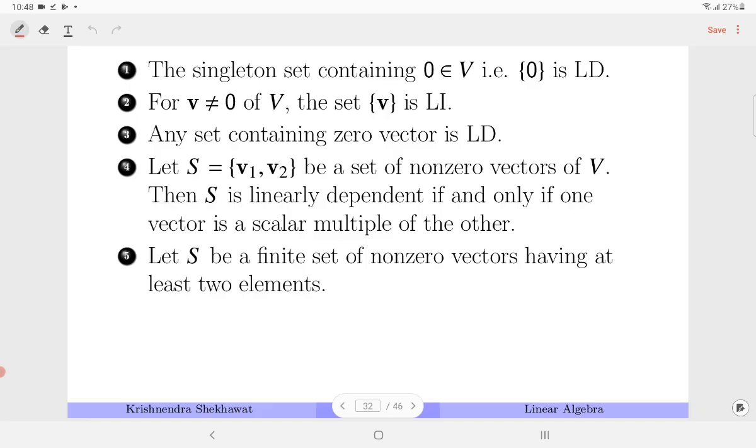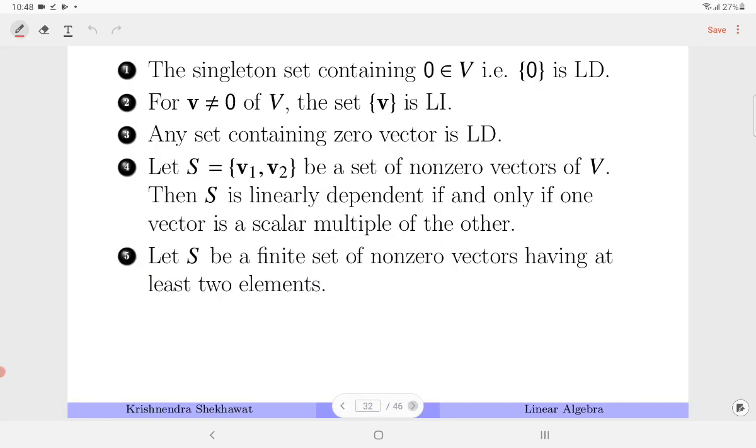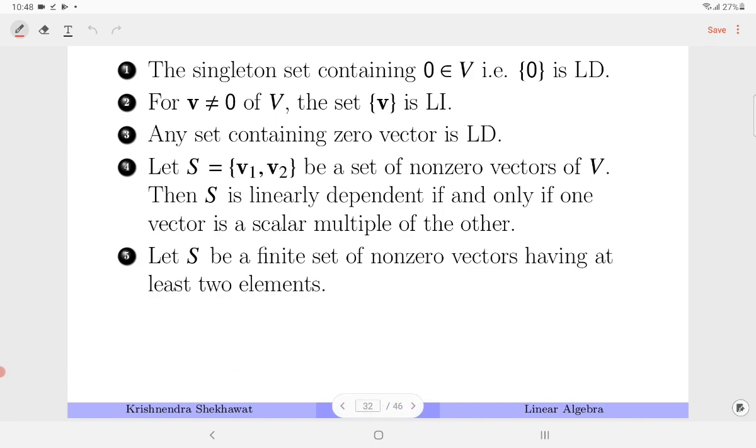Okay, proof of the fifth. We can see the proof of the fourth one or the fifth one. Let's consider the fourth one. We are saying S is LD if and only if one is a scalar multiple of the other. So let us write down the vector equation: k1 v1 plus k2 v2 is equal to the zero vector.